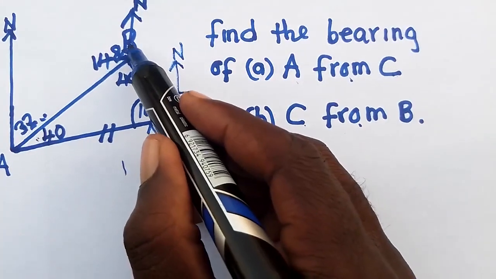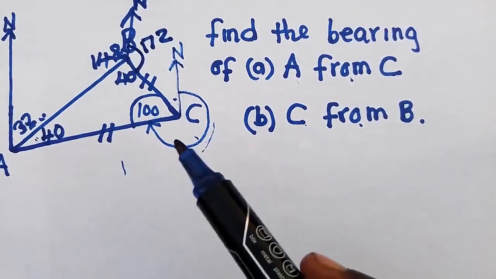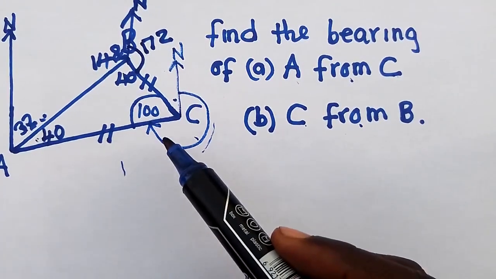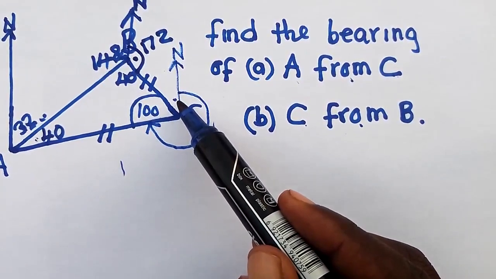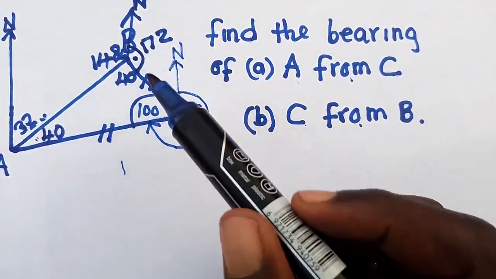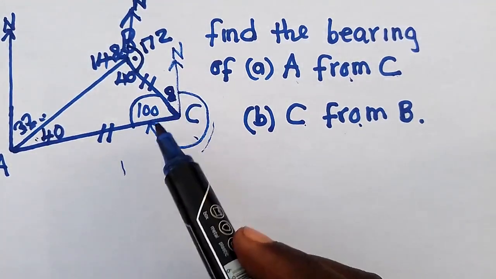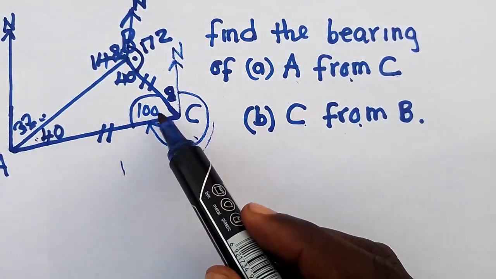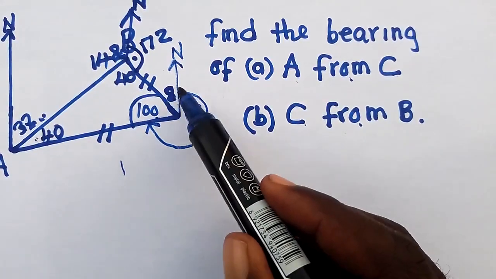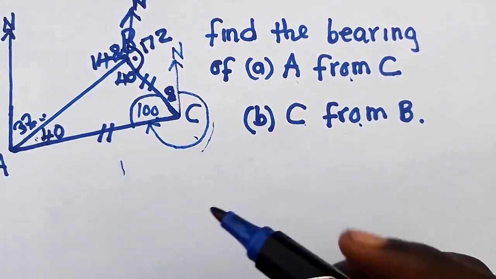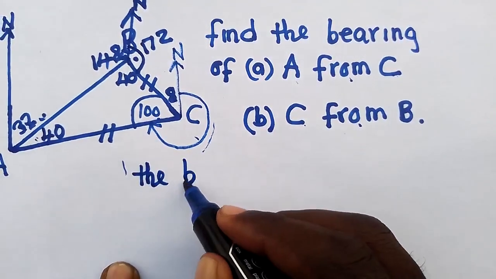Meaning the angle there is 172. You know that the angle which is there and the angle which is here should add up to 180. So if that is 172, then here definitely we've got 8 as the value there. So what you're going to do is add these, then subtract from 360, then you find the bearing there.